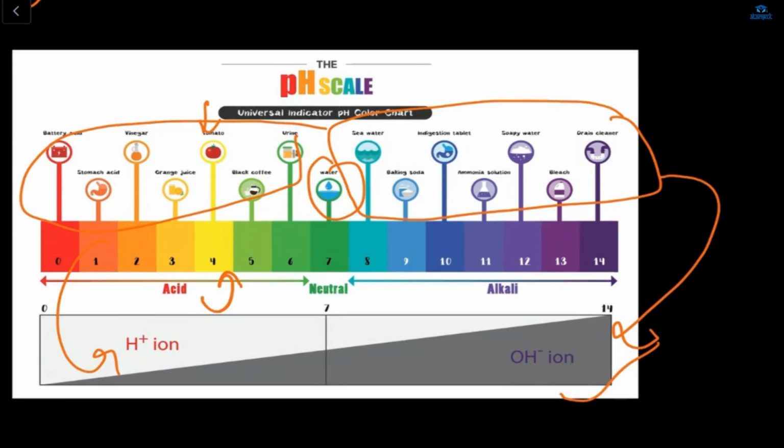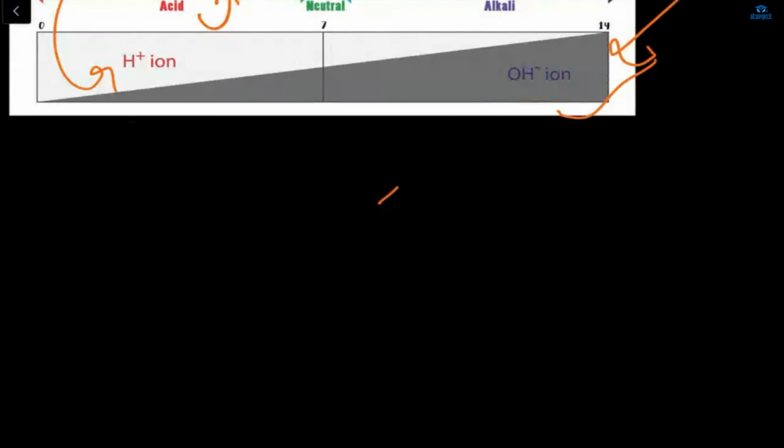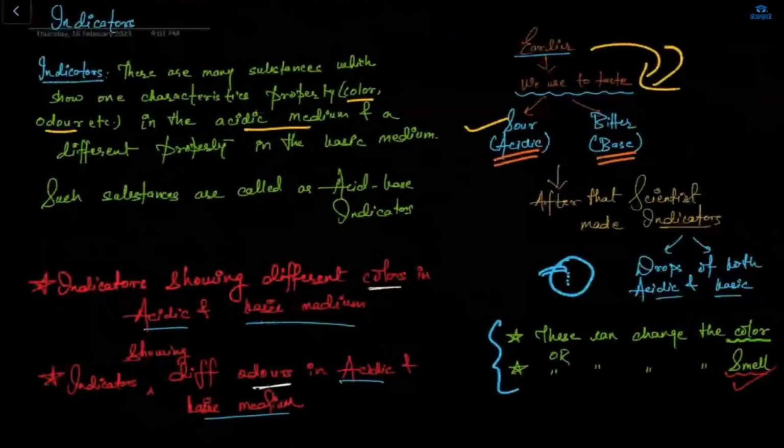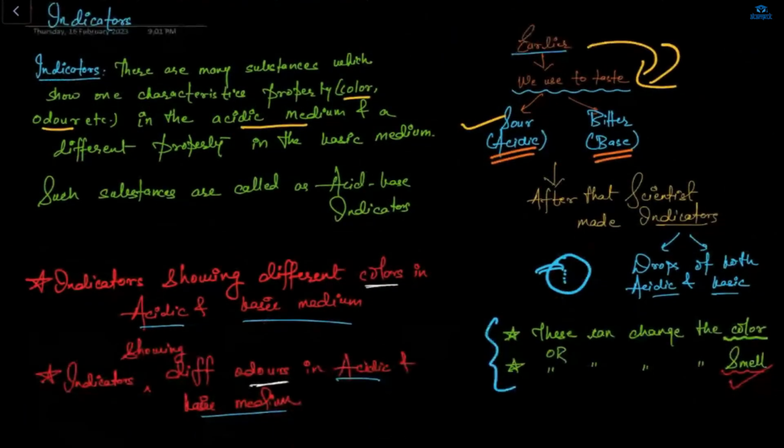What about baking soda? Baking soda is acidic or basic? Baking soda is a base. Now here, what are indicators? There are many substances which show a characteristic property. By color we can analyze it, and by smell also. What is odor? Odor means smell. In the acidic medium or in the basic medium, these are known as acid-base indicators.